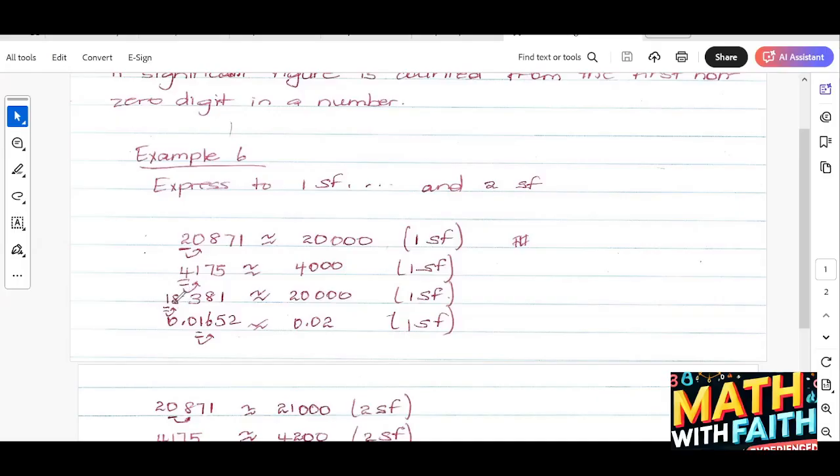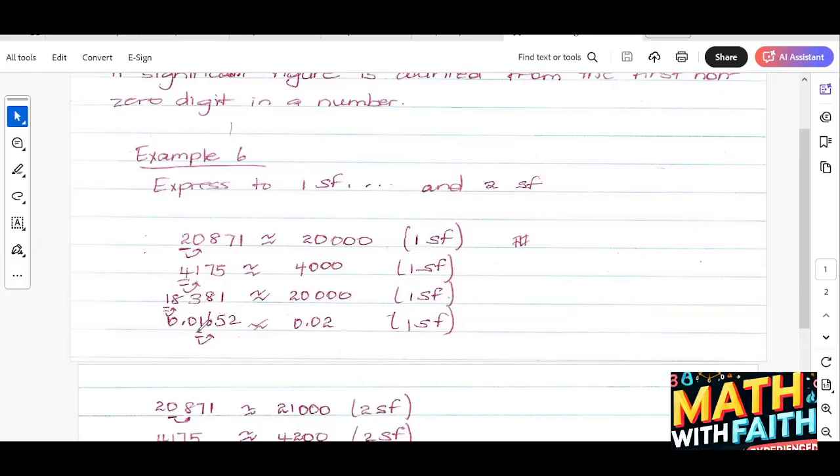It's more than 5. So we add 1 to it. So this is approximately 2. And we fill in the remaining columns with zeros to keep this in the tens of thousands column. So that's approximately 20,000 to 1 SF.